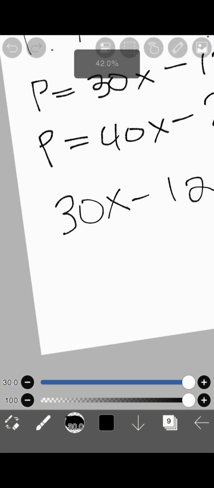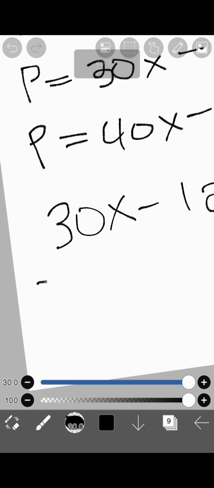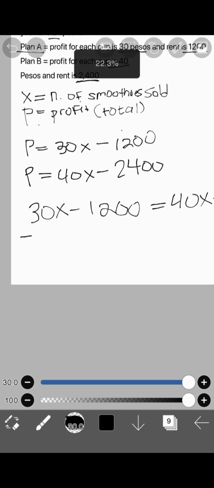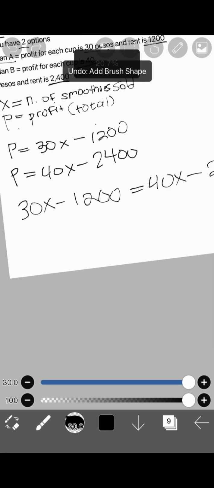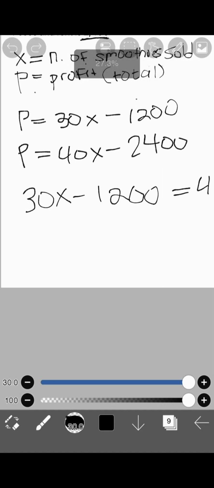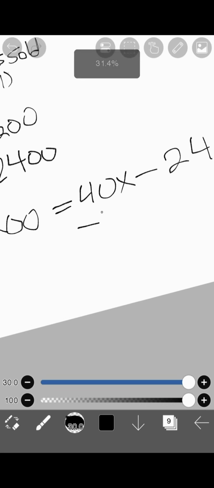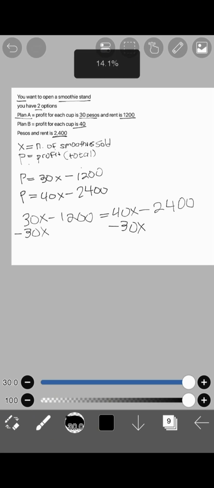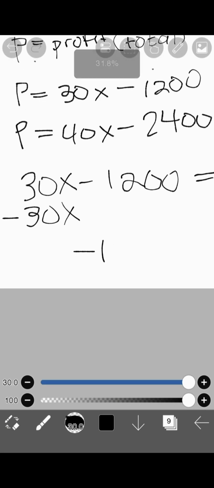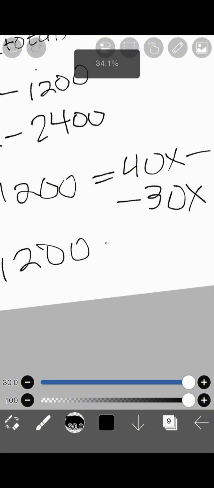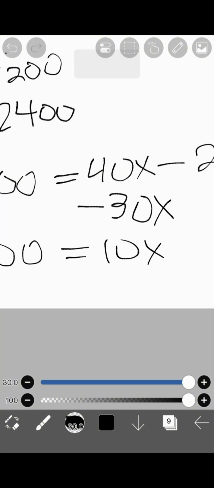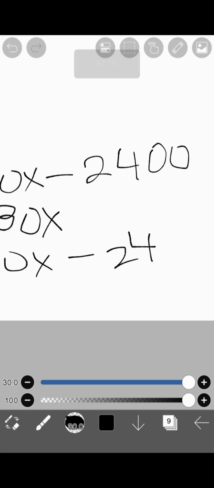So we have 30x. Since we have 30x, let's minus 30x on both sides. So 30x minus 30x. This would give us negative 1,200 equals 10x minus 2,400.